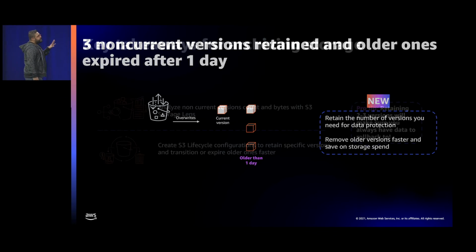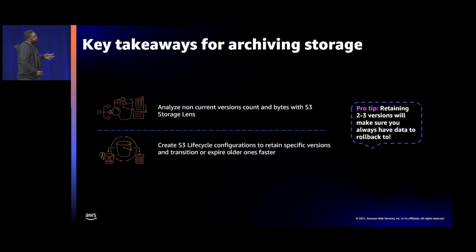So in summary, with non-current versions, you can first start with S3 Storage Lens. With S3 Storage Lens, you can take a look at the total non-current bytes. You can also take a look at the percentage of non-current bytes with respect to your total storage. You can also triangulate that data to the total storage across your different buckets to really see the cost impact of these lifecycle policies across your buckets. And then, once you have identified the right strategy, you can create S3 lifecycle rules to make sure that you're removing or transitioning versions.